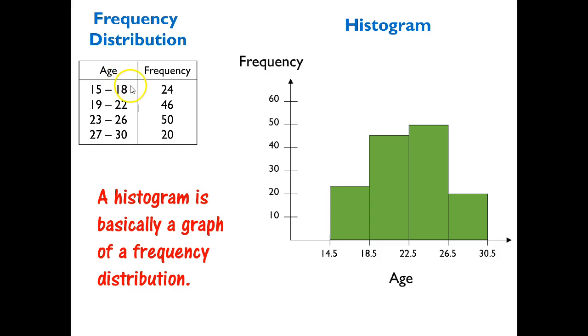So the way you read this is with each of the different classes, there is a bar, and how high the bar is depends on the frequency. So for example, with the first class, between students between ages 15 and 18, there were 24 of those students. That corresponds to the height of this bar. And one other thing you'll notice is that the y-axis of a histogram is the frequency, and the x-axis is the age, or whatever data that we're tracking. In this case, it's age.